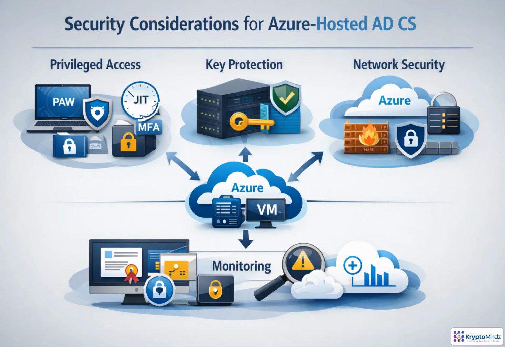Hosting ADCS in Azure doesn't make security easier. It just shifts the attack surface. Look at it in 4 domains. For identity, use privileged access workstations, just-in-time elevation, MFA, and strict least privilege. For hosts and keys, lock down CA private keys, local admin access, VM extensions, and backups. On the network side, segment CAs, disable public RDP, and control flows with NSGs and firewalls. Finally, continuously monitor CA changes, template updates, Azure role assignments, and Key Vault permissions.